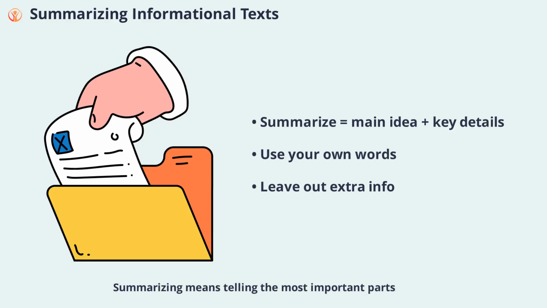Summarizing means telling the most important parts of a text in your own words. Start by finding the main idea, then list the key details that support it. Leave out extra information or examples that aren't as important. For example, if you read a passage about the water cycle, your summary might be, the water cycle shows how water moves from the ground to the air and back again, with steps like evaporation, condensation, and precipitation. Summarizing helps you remember what you read and share it with others. Now, let's see how you can practice these skills.